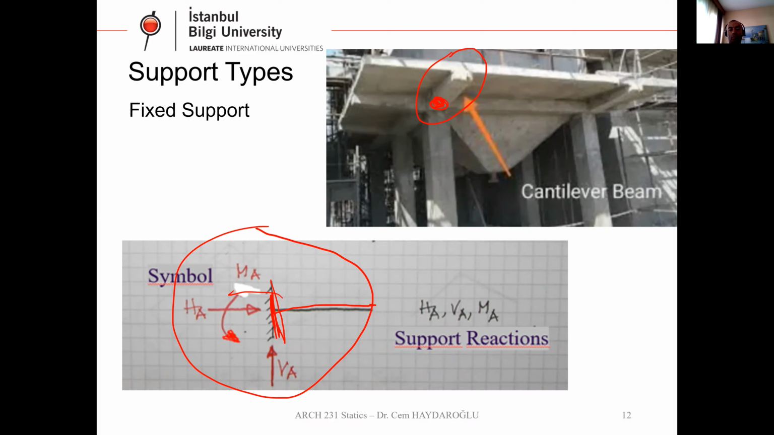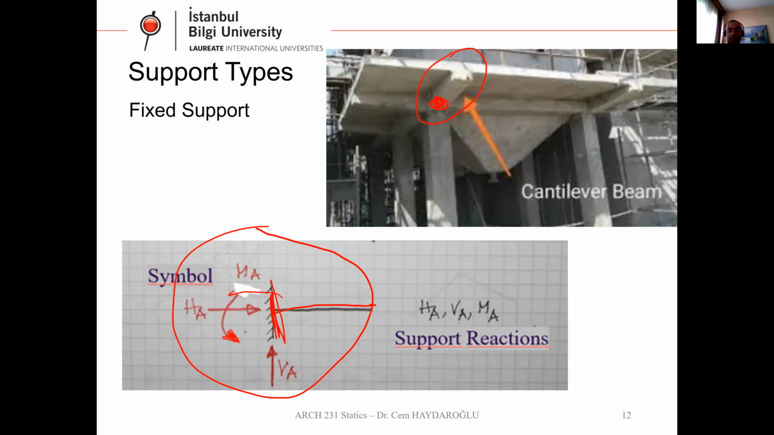If we have pin support, how many unknowns we have? Two. Which are they? Vertical and horizontal. Okay, you're right. And if we have fixed support, we have three, as you can see on the screen: vertical, horizontal, and one more moment. Okay, we have three support reactions.